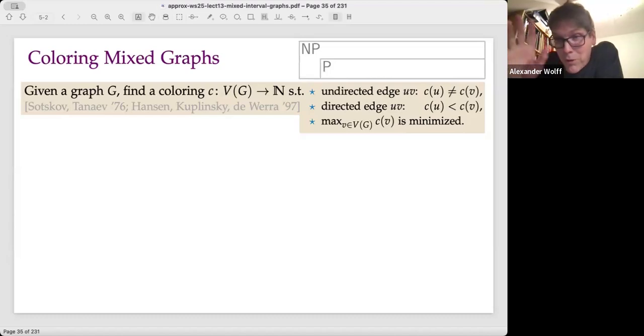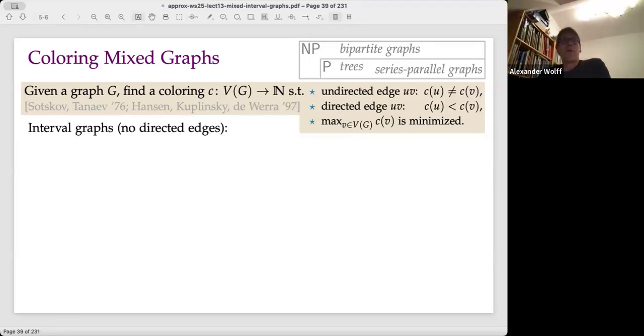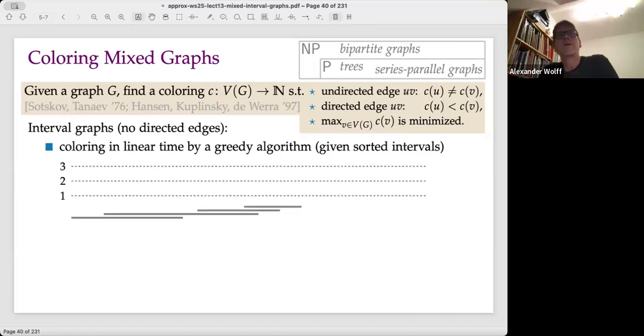Okay. So now here comes the related work section in a small rectangle. It's known that this coloring problem is NP-hard for bipartite graphs, whereas there are efficient algorithms for trees and for so-called series parallel graphs. Now, for interval graphs, where you don't have edge directions, but just edges whenever two intervals intersect each other, it's very simple to solve the coloring problem.